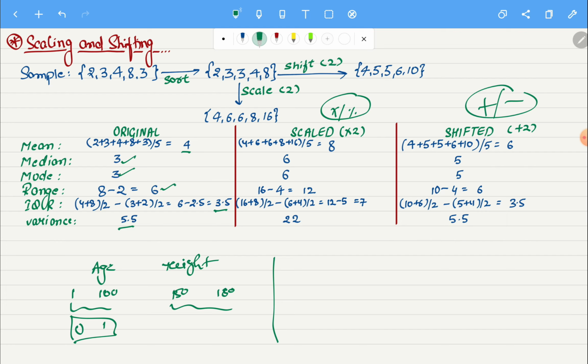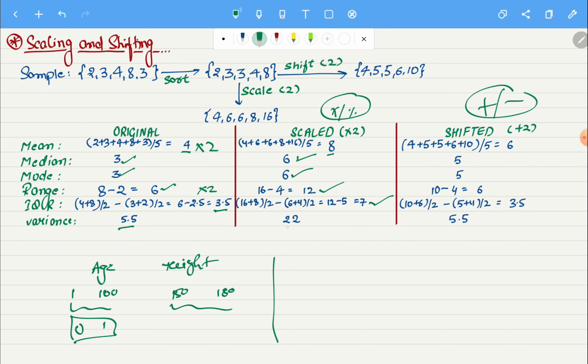Now in our scaled data, where I have multiplied by 2, how is it affected? Our mean is 8 now, since we have multiplied it by 2. The same goes for median and mode. For range, it was 6 and it is 12 now, so again it has been multiplied by 2. The same goes for our interquartile range.